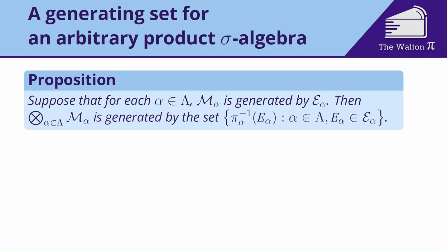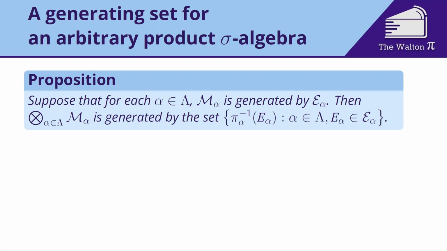So our previous lemma was dealing only with countable collections. This one allows us to deal with an arbitrary collection. However, we do need to have found an elementary family for each of those sigma algebras. Okay, so suppose that for every alpha, M alpha is generated by some elementary family.